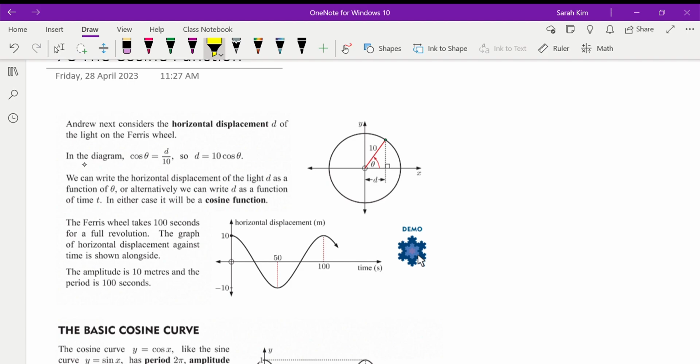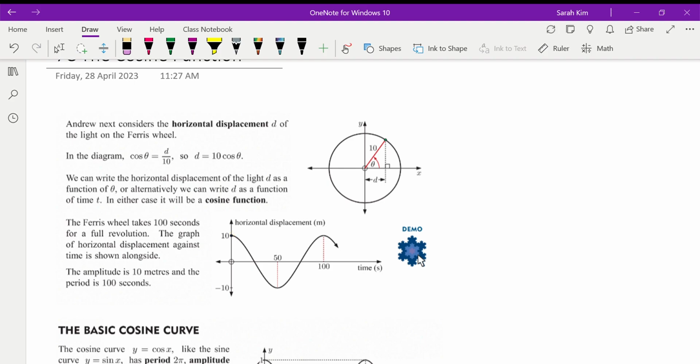going around the circle, or alternatively, we can write d as a function of time t. That's ongoing as well, so it becomes a period, and then it keeps repeating itself over the same period. The Ferris wheel takes 100 seconds for a full revolution, from maximum point to maximum point. The graph of horizontal displacement against time is shown along.